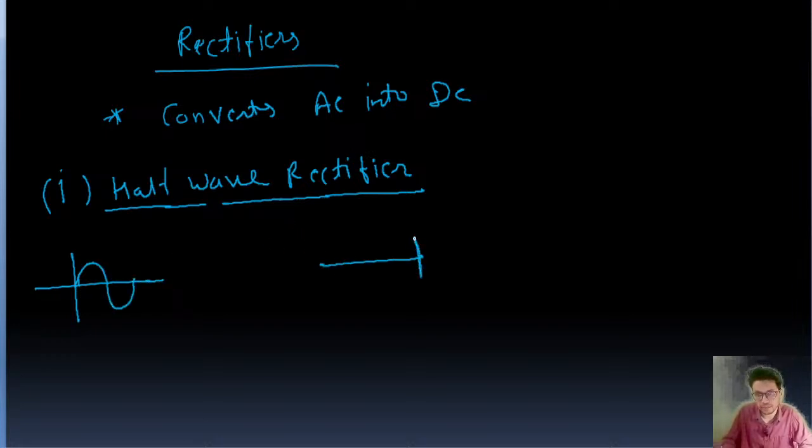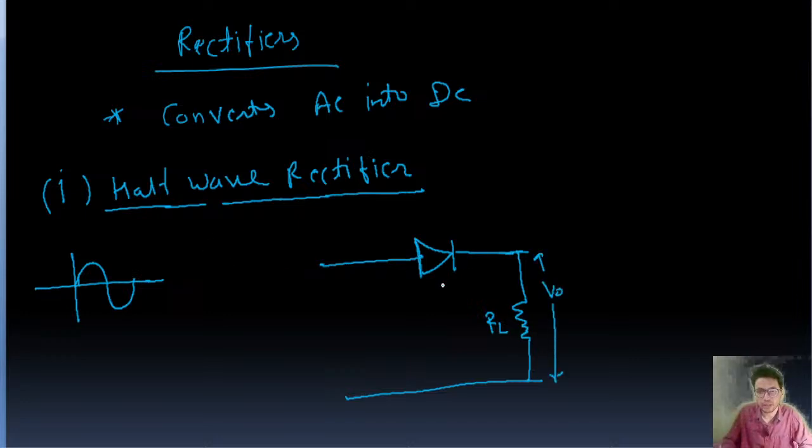It is made of a diode and a resistance. So this is the diode, guys, and then this is the resistance RL in parallel, and this one is V naught. So this is the circuit for the half wave rectifier, diode and resistance. It is going to convert this AC current into direct current.